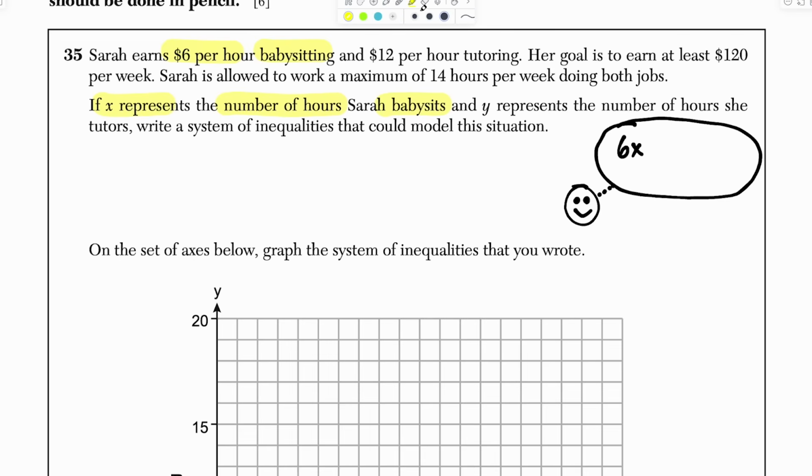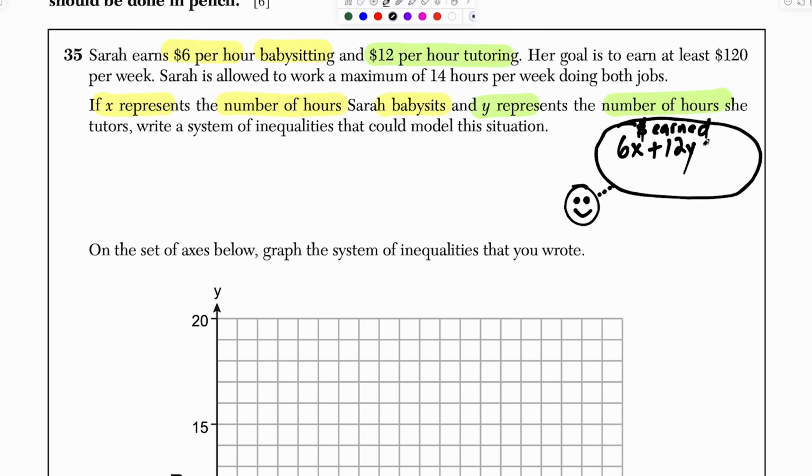And then the next piece of information to look at is Sarah earns $12 per hour tutoring, and she tutors for y hours. So next we could say plus 12 times y. So this is talking about money earned. Okay, so this over here is money earned. And let's think about, she said her goal is to earn at least $120 per week.